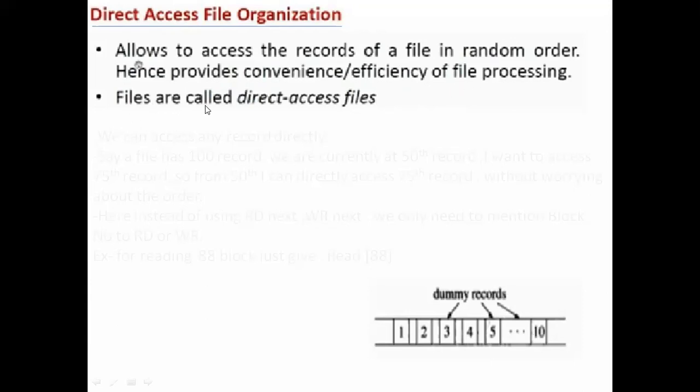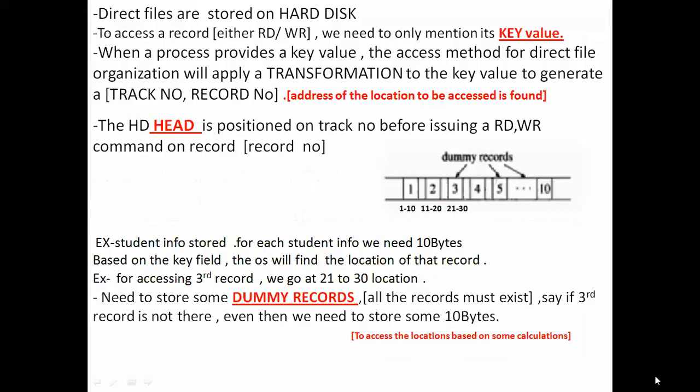These files are called direct access files. You can take the example of this particular figure, where we have records 1, 2, 3, 4, 5, and I can access any of the records directly. Any record can be accessed randomly or directly. No need to move, traverse or travel in the sequential manner. You can have some examples on it. The direct files are also stored on the hard disk.